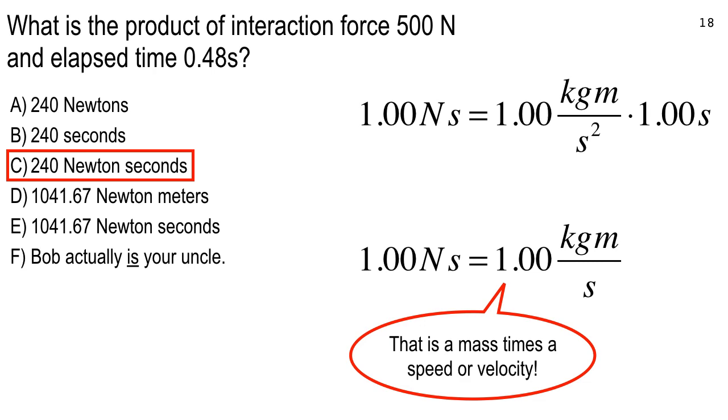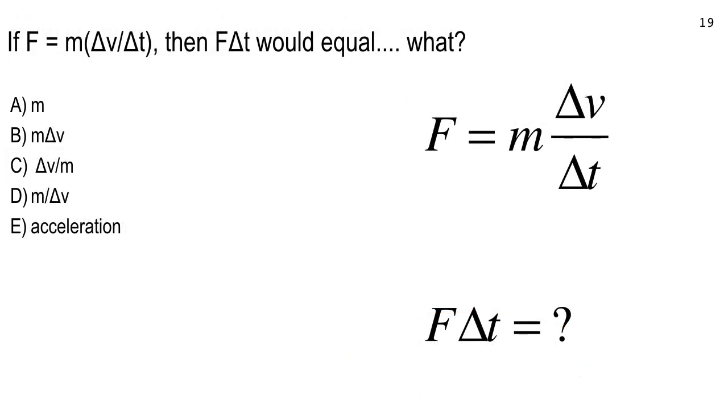Now, second question. I want you to apply your brains. Newton's second law, F equals ma. Another way to write it, F equals m delta V over delta T. So how would that change? What would F delta T be equal to?